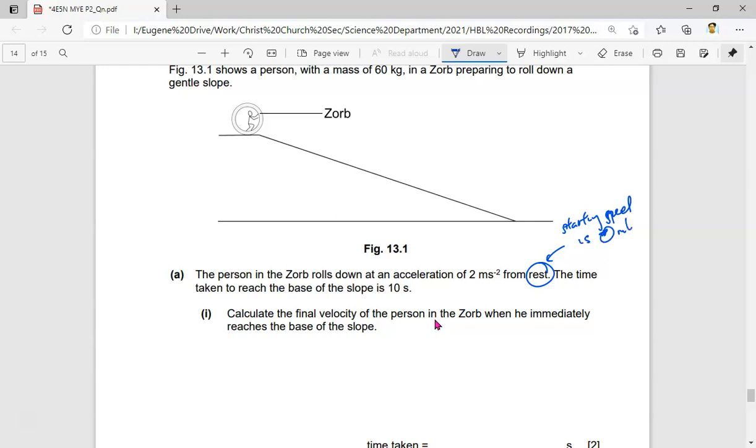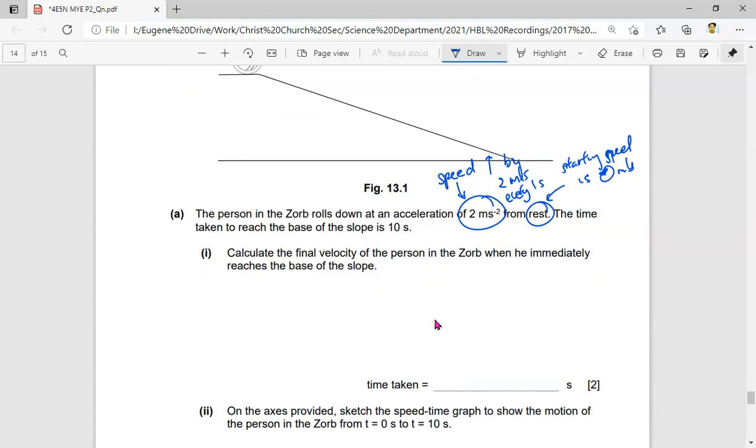It's 0 meters per second. Acceleration of 2 meters per second squared means that the speed increases by 2 meters per second every 1 second. The time taken to reach the base of the slope is 10 seconds. Find the final velocity of a person in the zorb when he immediately reaches the base.